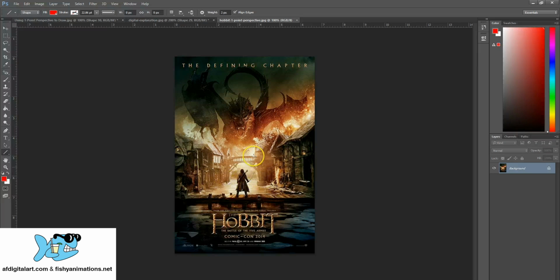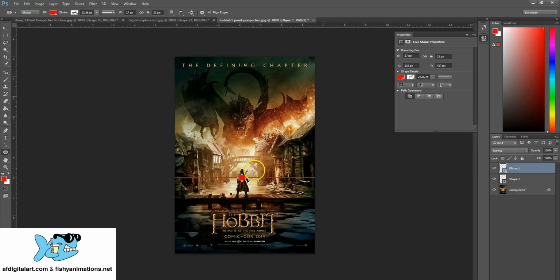So let's find the horizon line. They eventually converge right here. So the horizon line is right here. Let's find the vanishing point. The vanishing point, believe it or not, is right here. And that is the exact location of where the man is.